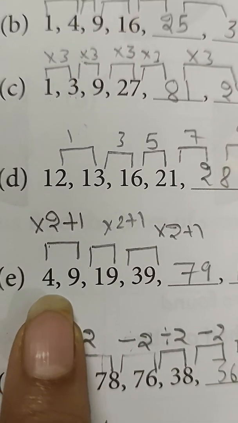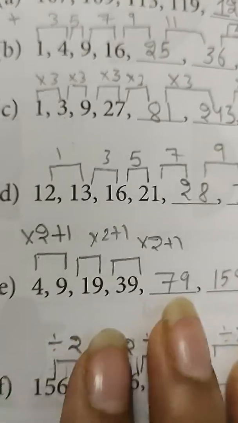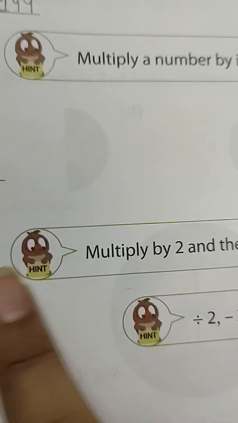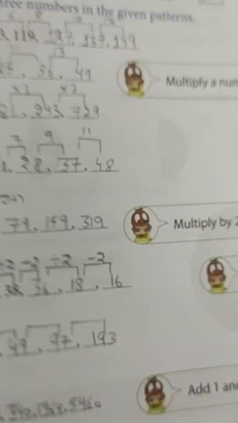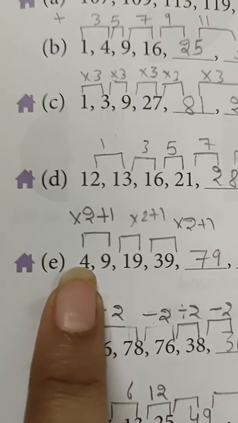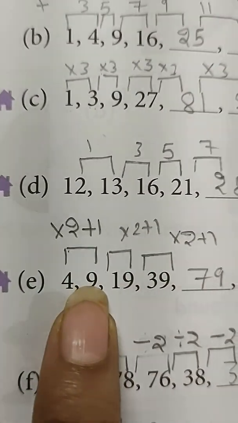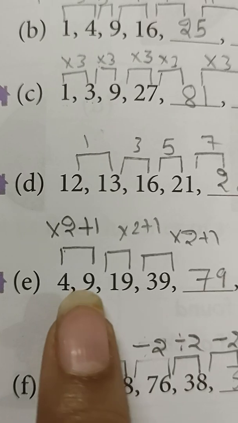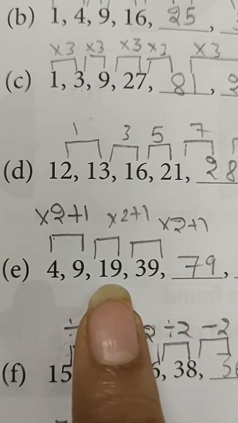Now here what is happening? 4, 9, 19, 39. As you can see, there is no pattern going on. If you add or leave numbers, you will not get the pattern. So let us take the help of the hint: multiply by 2 and then add 1. So you have to multiply this number by 2. 4 multiplied by 2 is 8. Then you have to add 1 also. So 8 plus 1 is 9. So you have got the next number. Now 9 multiplied by 2 is 18. 18 plus 1 is 19. So you have got the answer.